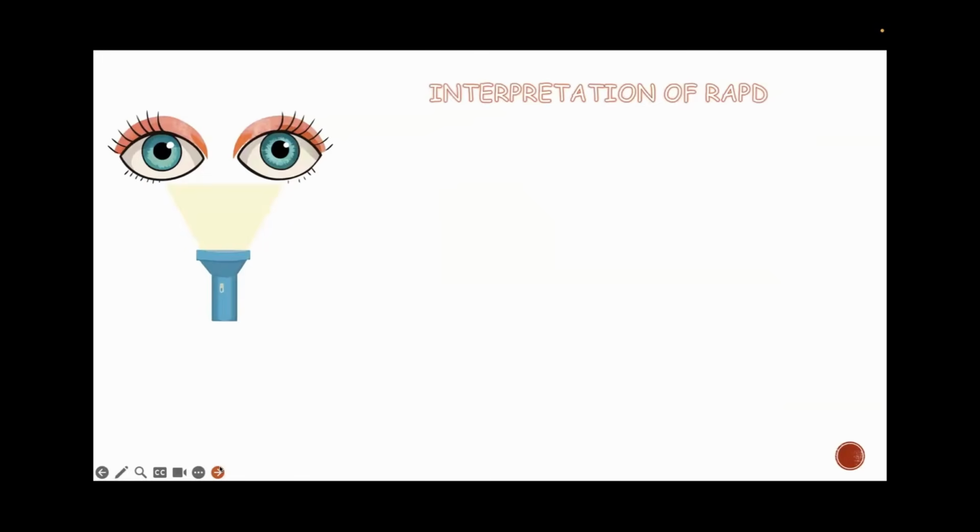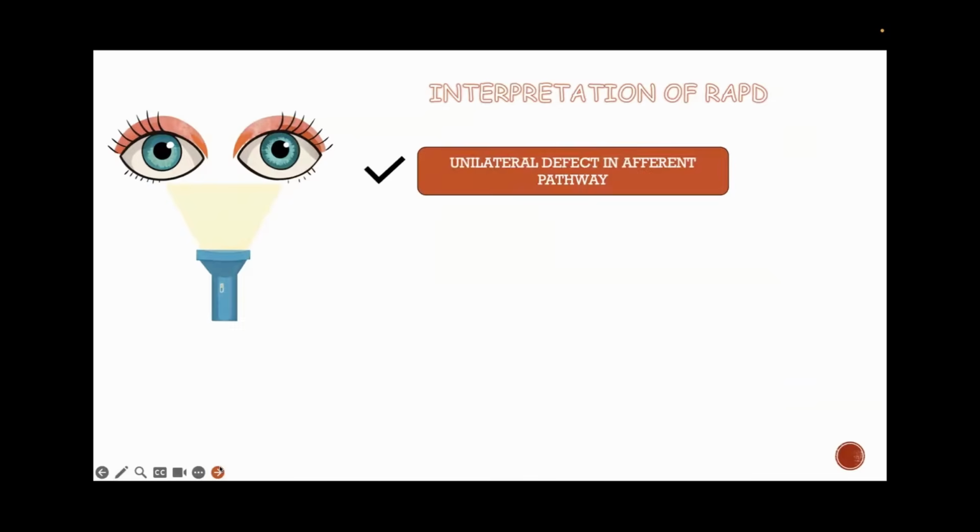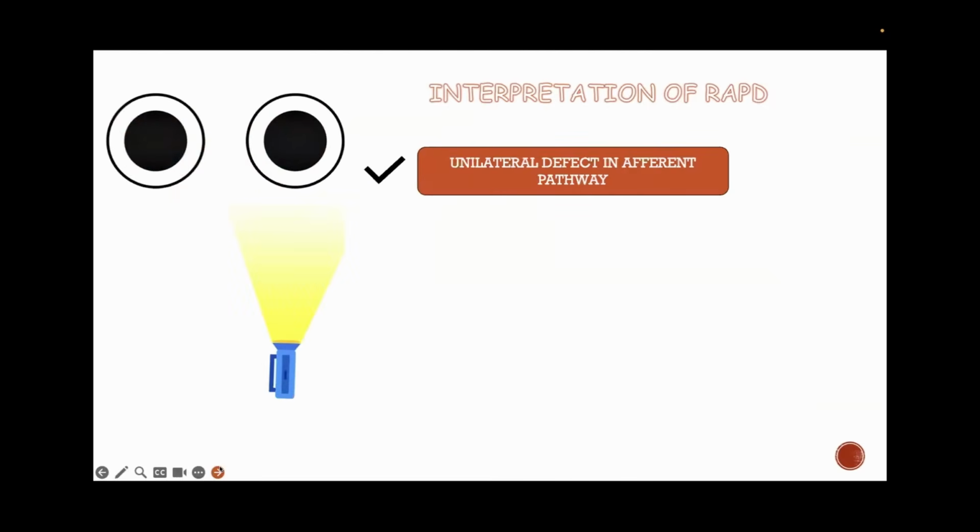Now, what you most commonly see is an RAPD. RAPD is very easy to diagnose. You just put the light in one eye, both constrict, and you put it in the other eye, the pupils dilate. But interpretation is where things become challenging for most people.